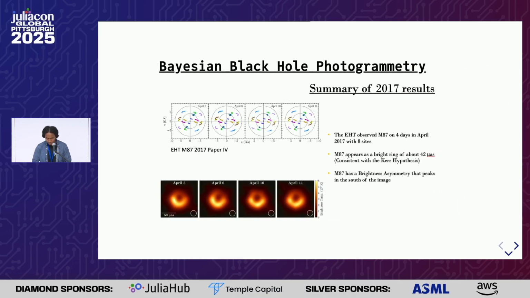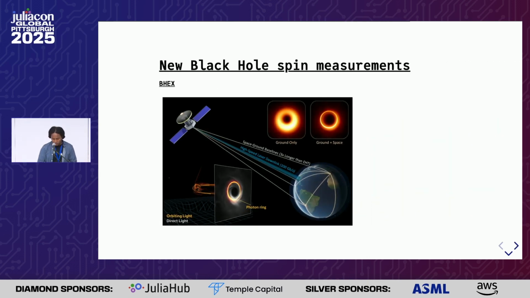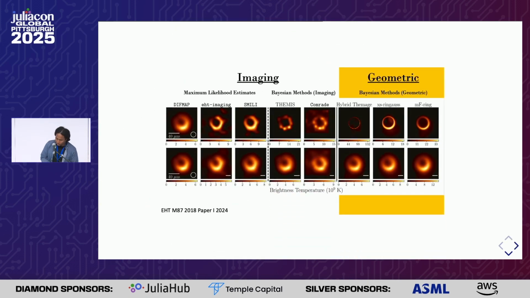So the first is this Bayesian black hole photogrammetry paper. Just quickly, I'm going to summarize the background. The EHT produced the first image of the shadow of a black hole from observations made in 2017. The image came out in 2019. Those are the images I showed below. And the analysis that was done for these images involved various model fitting techniques. The models we tend to bucket into two categories, either geometric modeling or imaging. The idea of imaging versus geometric modeling is that the imaging models are very flexible, but it's hard to perform inference with them.